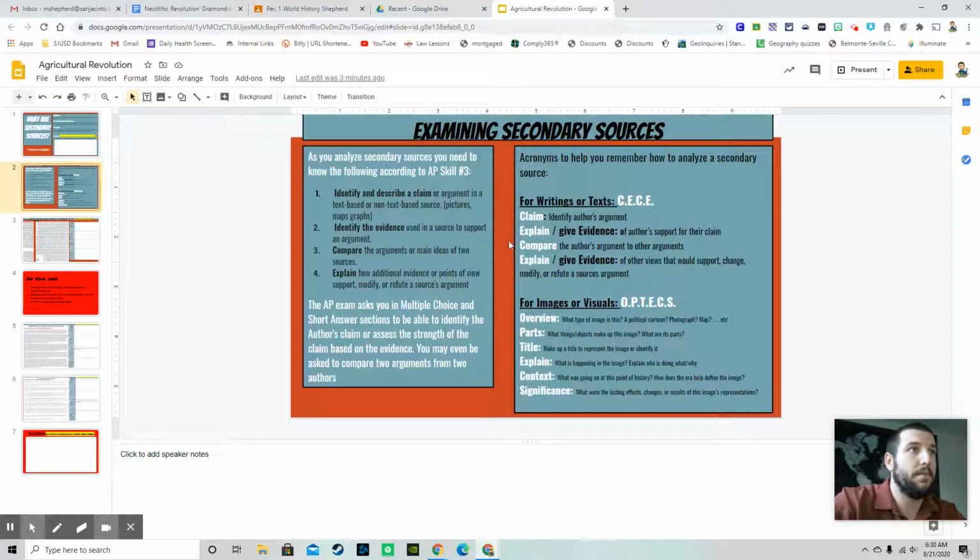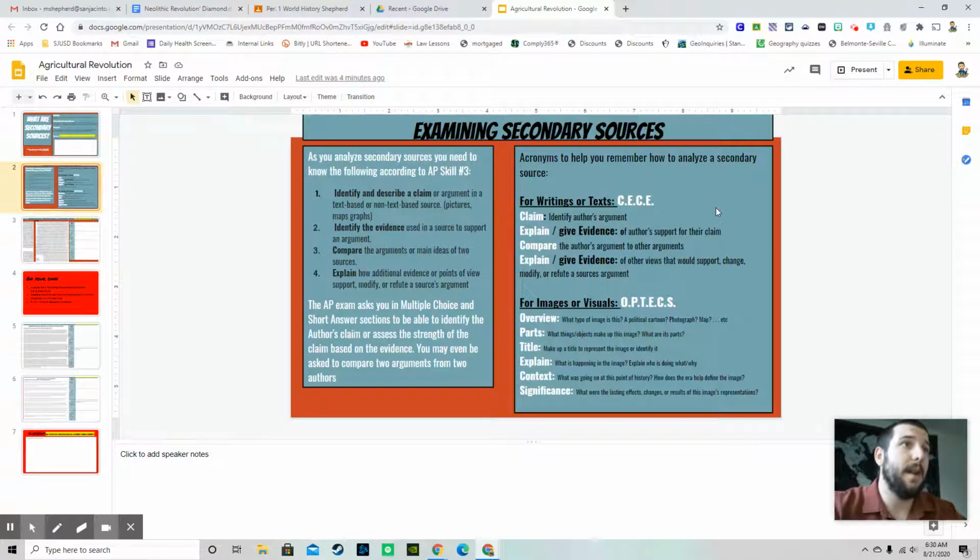Today, we are only going to be practicing our CECE acronym to be able to identify and understand the secondary sources we are reading. This first C in CECE stands for claim. You want to identify the author's argument in this article. That's the first thing you want to identify. The second thing is explain, where you want to give evidence of the author's claim or his thesis. What does the author use to describe his claim, or how does he make it hold water?